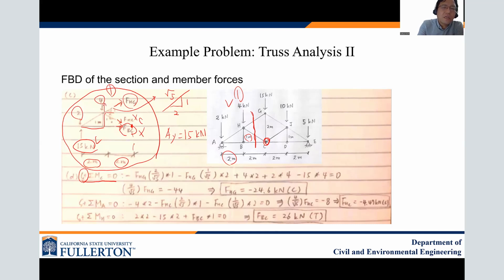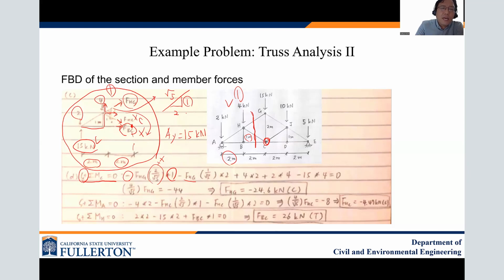into a Y component and an X component, right? So for FHG, the 2 over square root of 5 is the X component. About C, the moment arm is 1, and it is clockwise, so that's the reason for the minus, and the moment arm is 1. And then FHG times 1 over square root of 5, that one is the Y component, okay?